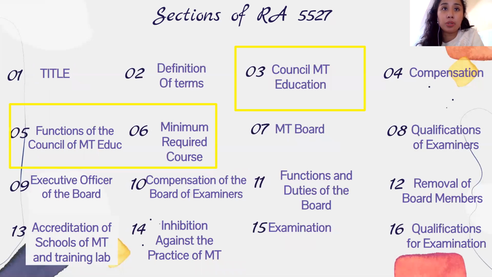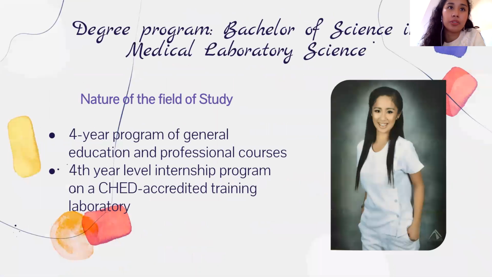So, class, what you're going to take note of is Section 3, the Council of Medical Technology Education, and Section 5, the functions of your Council of Medical Technology Education. They are the ones who stipulate the minimum required course. They are the ones who accredit and facilitate the requirements of the accreditation of medical technology schools and training laboratories. So that's just an overview.